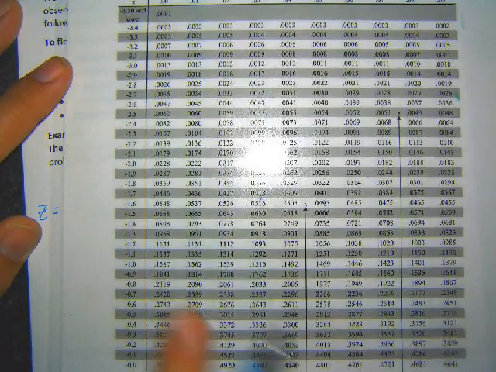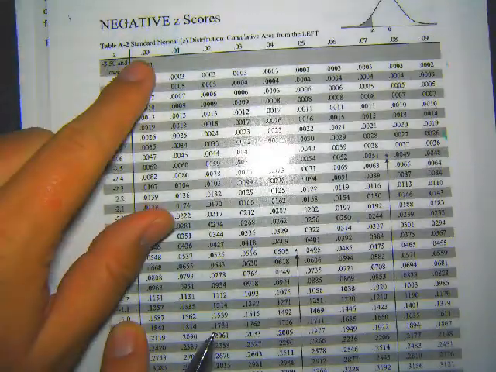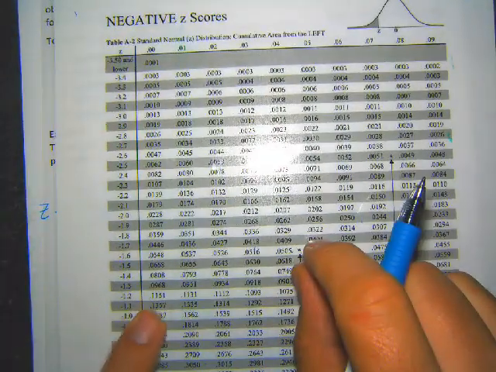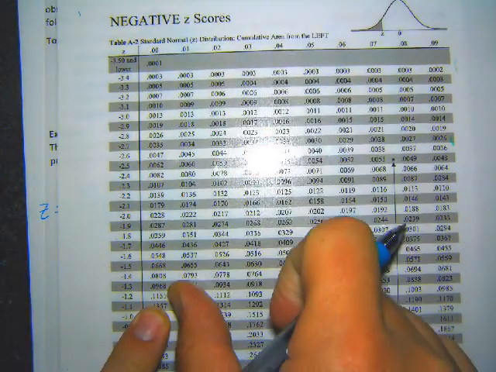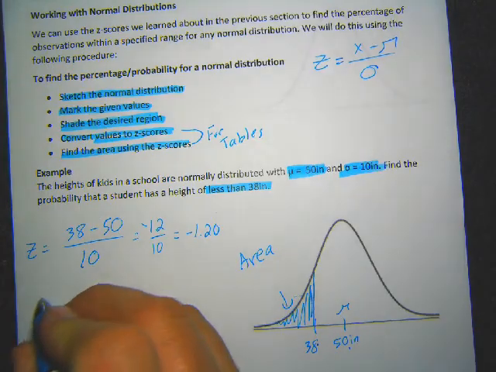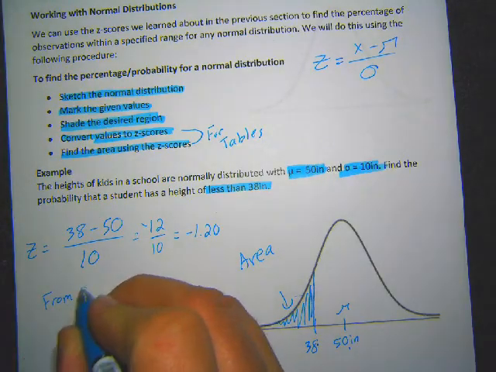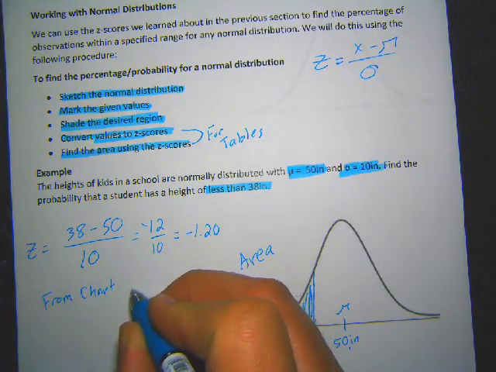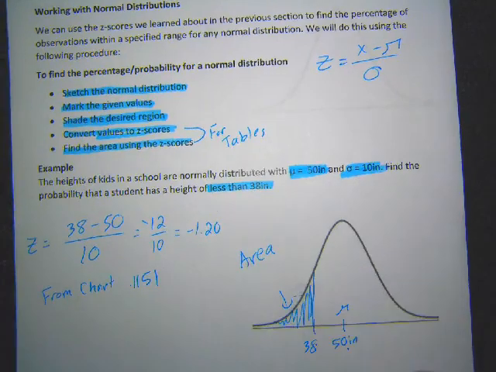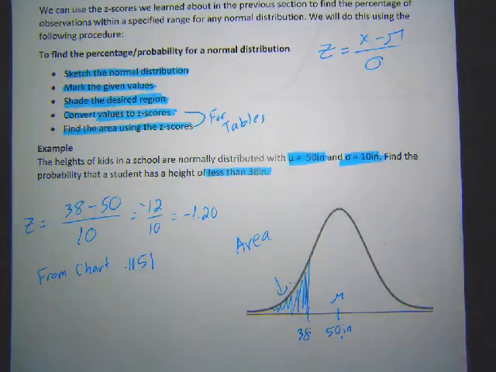And so we're going to find negative 1.2 and then 0. And so that's actually just that first number in that column. And it is 0.1151. So this gives us, from the chart, 0.1151. And that's the methodology if you want to do it with the table.